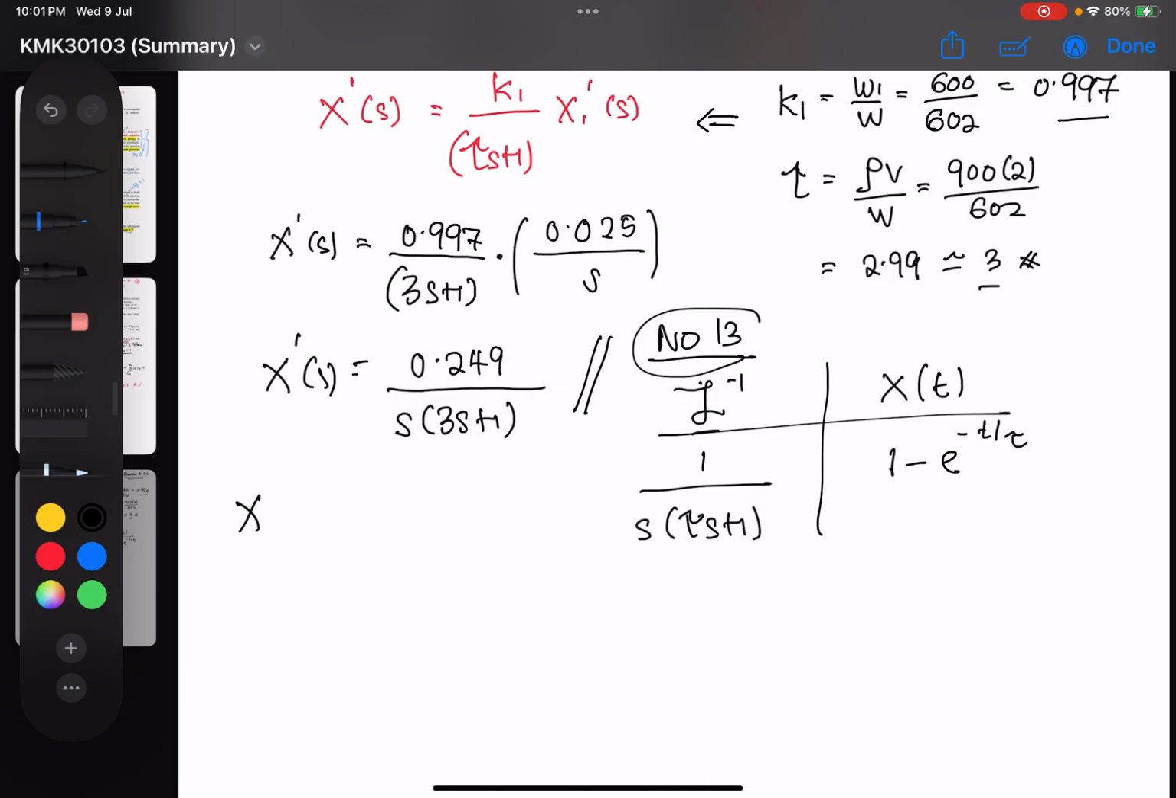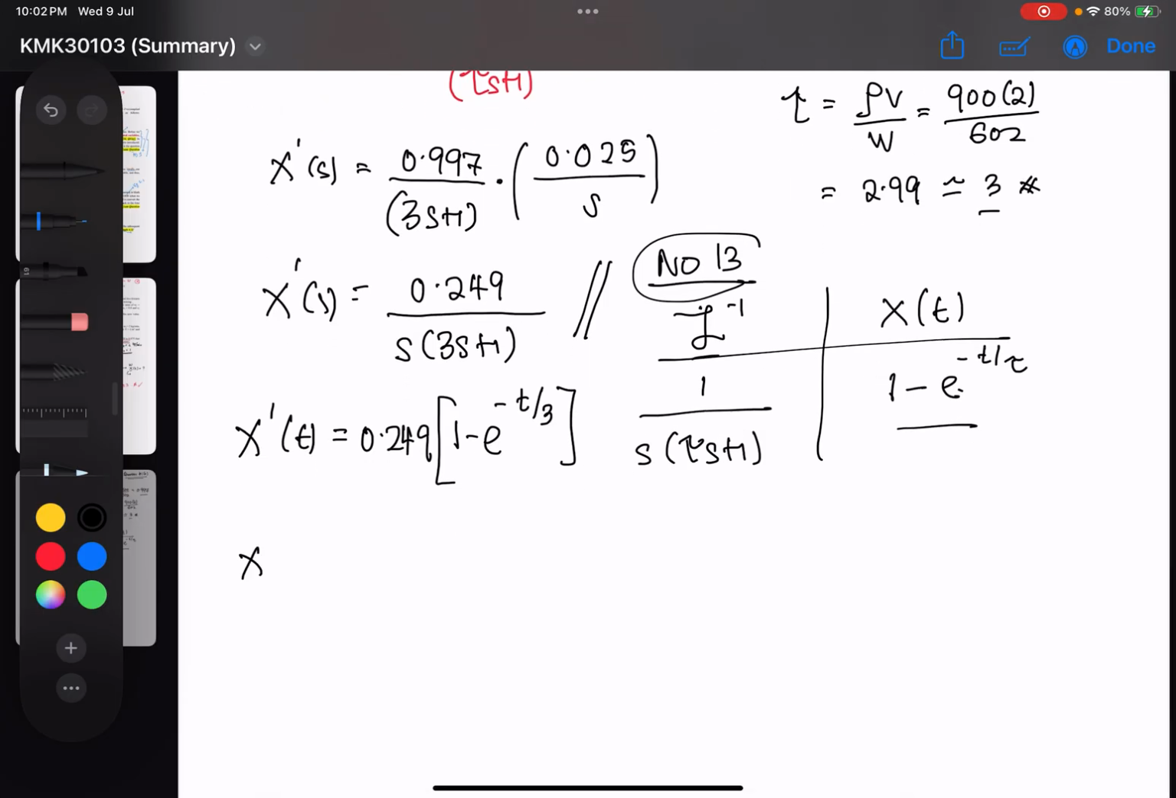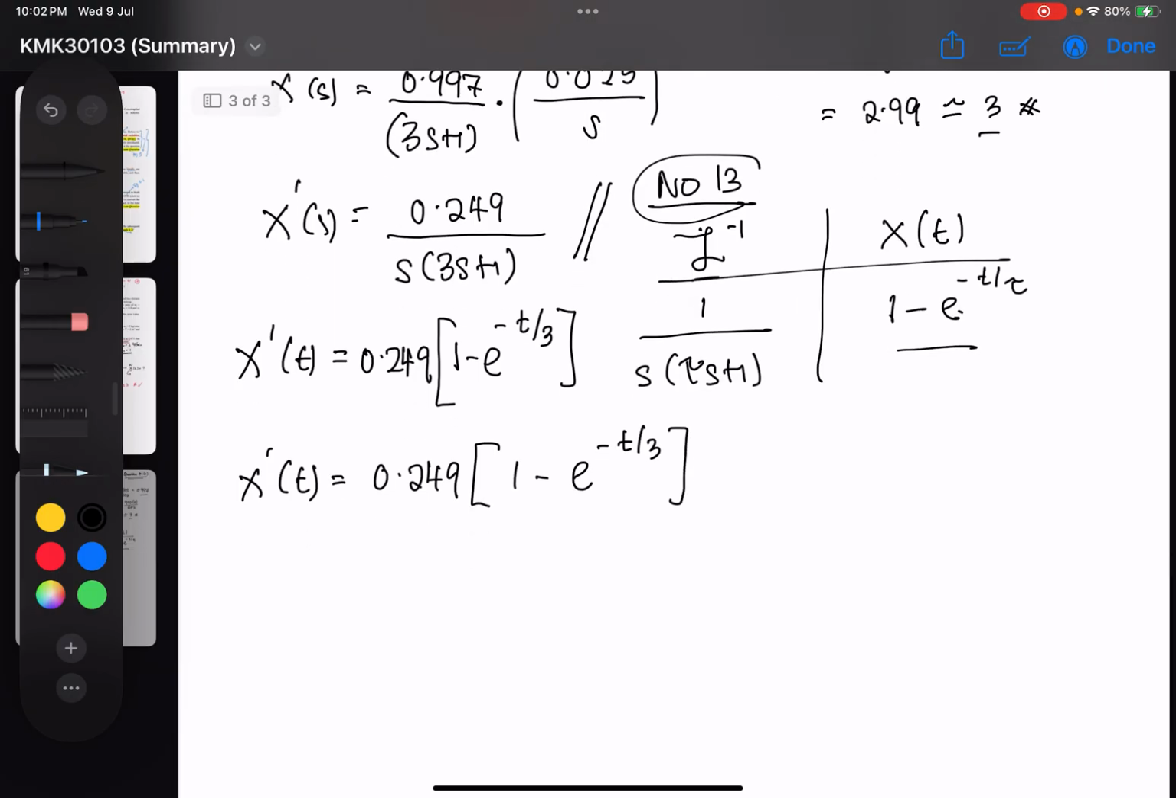Therefore, I can say that my deviation value of x(t) is actually equal to, taking the inverse Laplace, I'm going to get this value. So it's going to be equal to 0.249 multiplied by 1 minus e to the power of negative t divided by 3. So I can write down here the deviation value of x equals 0.249 times 1 minus e to the power of negative t over 3.